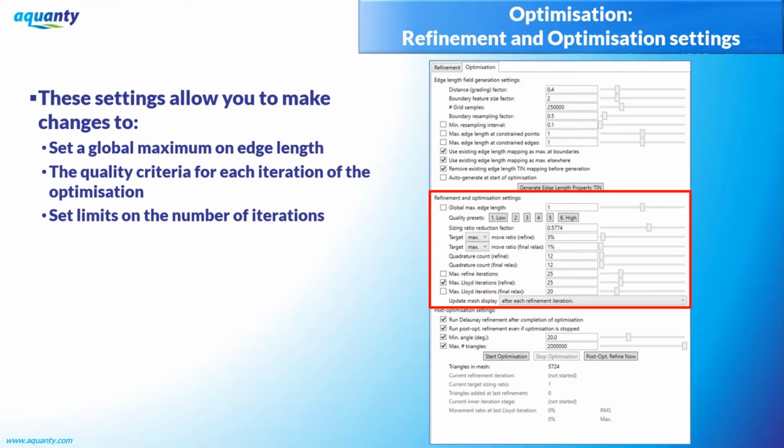So now that we're done playing with the settings that would affect the edge length field generation, we're going to move on to the optimization settings. Here you can make some changes to set a global maximum edge length, adjust the quality criteria for each iteration of the optimization, and set limits on the overall number of iterations.